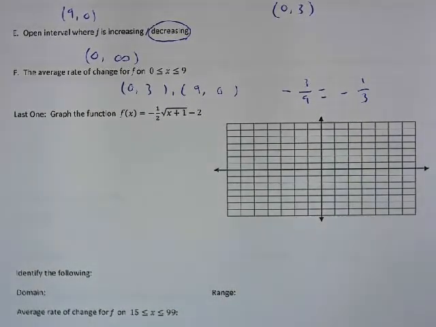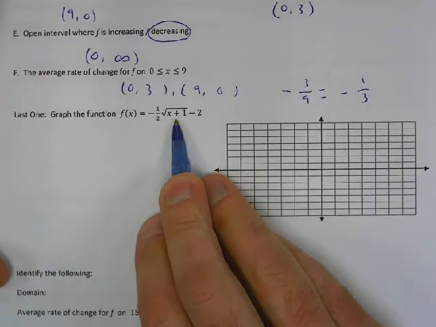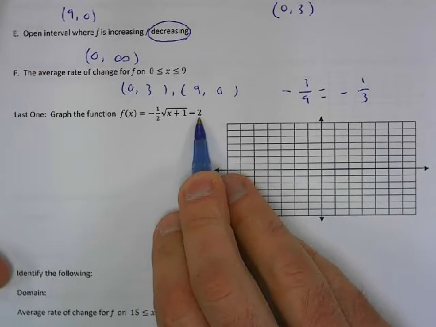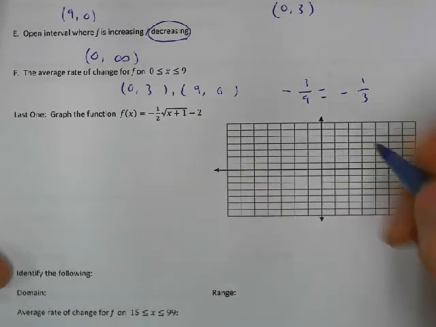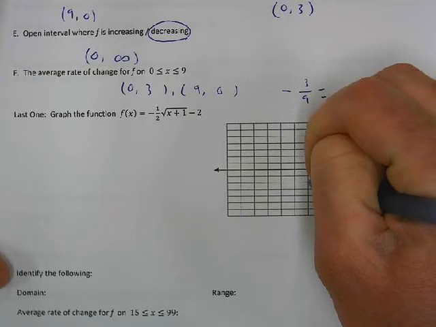All right, last one, graph this function. All right, so first of all, let's think a little bit. Where's my starting point going to be? What's the x plus 1 do? That's going to move me left 1. What's the negative 2 do? It's going to move me down 2. So I'm expecting my starting point, I'm going to go ahead and graph it because I'm confident. It's going to be left 1 and down 2.